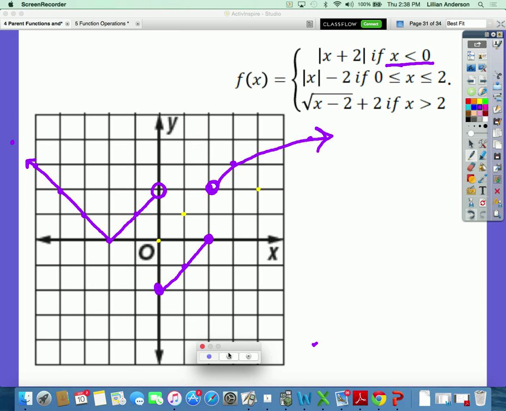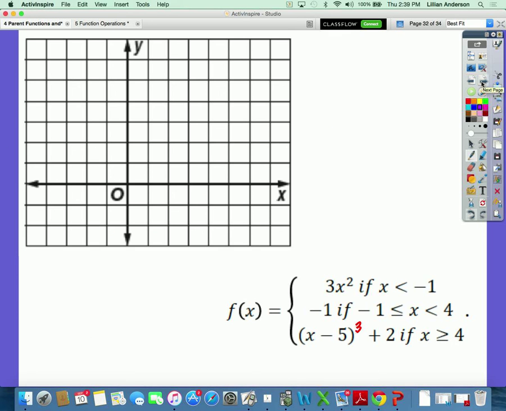Okay? Questions on piecewise? You want to do one more? Let's do number 4. You want to do the one to the left or the one on the right? Let's do the one on the left. On the left because of the scale.